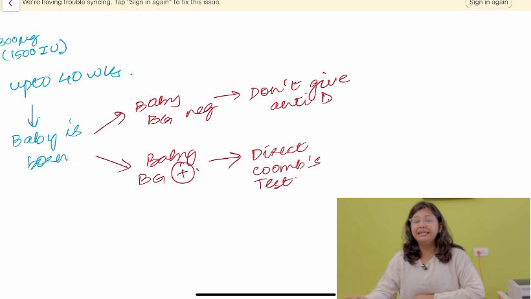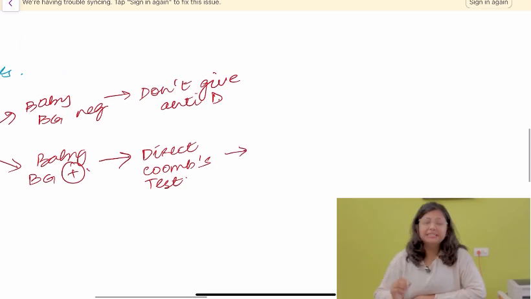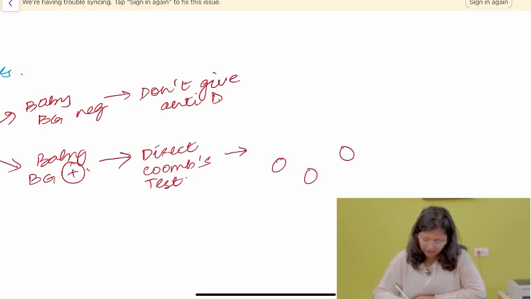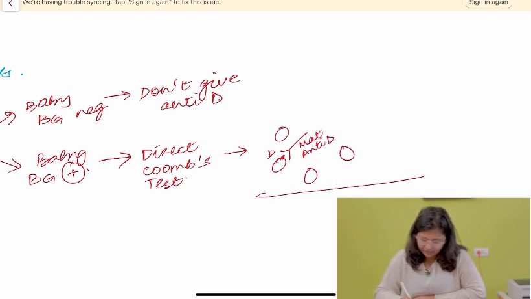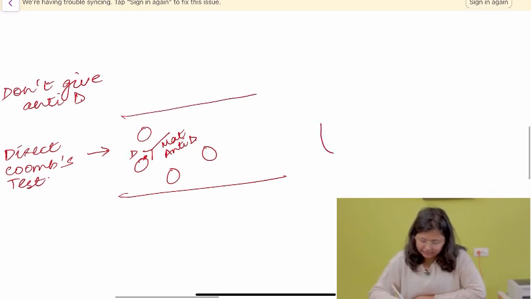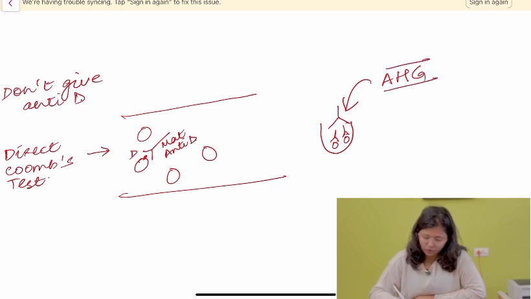Direct, it is directly being tested on the fetal RBCs. So what we are doing is we take the baby's blood. The baby's blood, we know, has D antigen. And if isoimmunization has occurred, then there will be some maternal serum and some maternal anti-D already present. Then we take this baby's blood, which already has the RBC and the maternal anti-D, and to this we add the reagent that we talked about, anti-human globulin, and this is going to cause clumping.